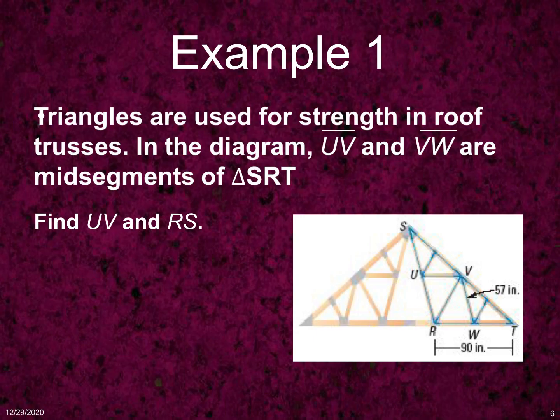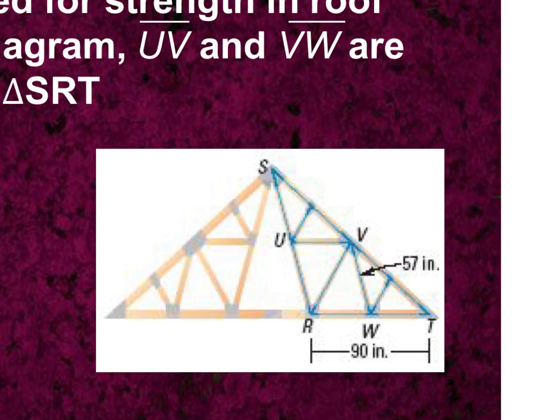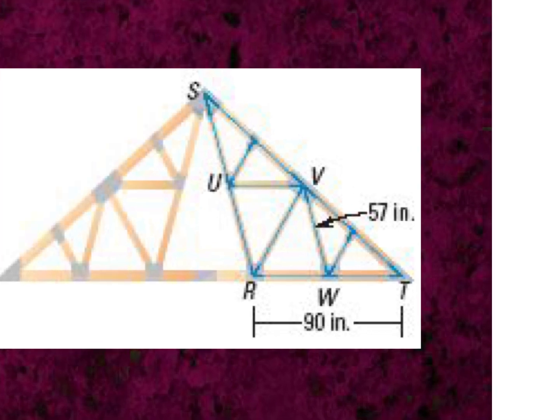Okay, let's try to apply it. Triangles are used for strength in roof trusses. In the diagram, UV and WV are midsegments of SRT. So right then and there, I know that those two are midsegments, so let's go ahead and start filling in our diagram. They're talking about RST, so I'm just going to bold it in a different color so I can visibly see it. RST is our full triangle. And our two midsegments, I'll put them again in blue, were UV and VW.